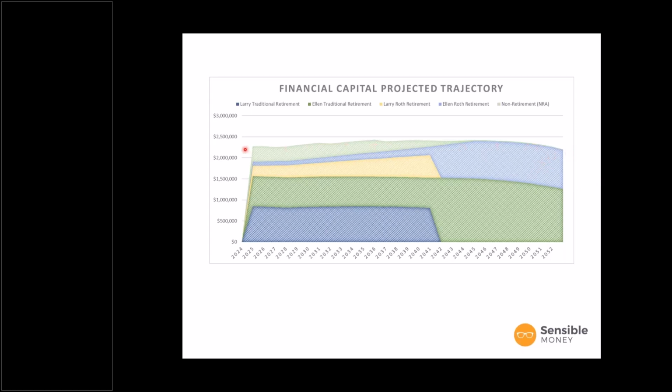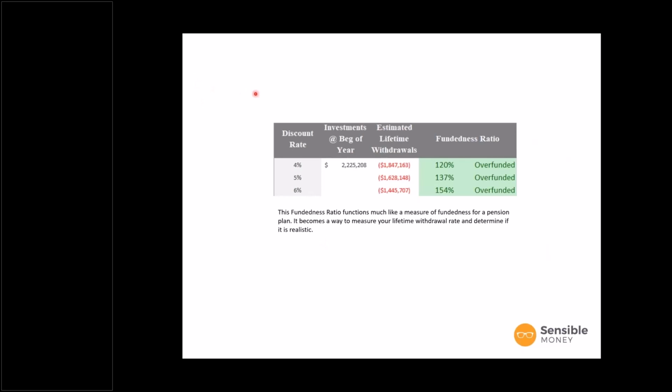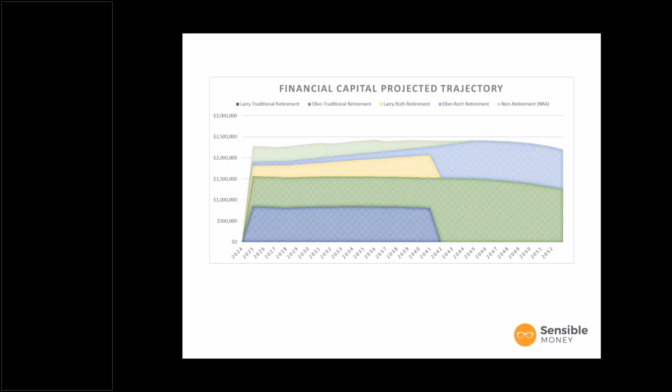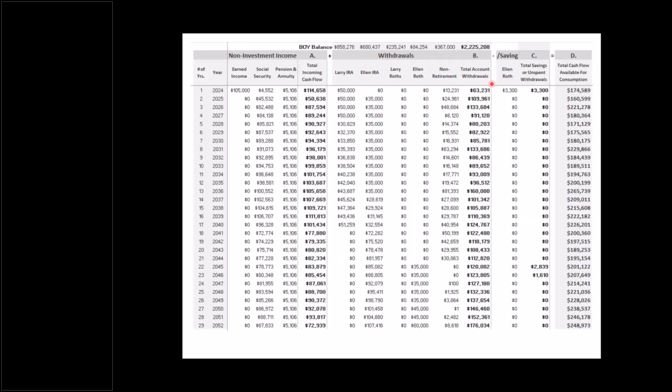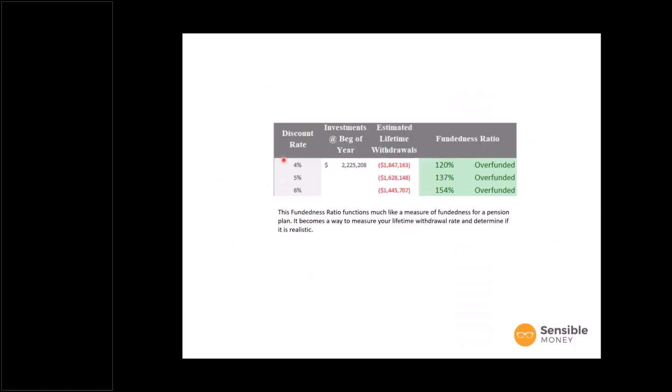Now, while this gives us a general trajectory here, we like to use something called a fundedness ratio. So if you've ever worked for anywhere that had a pension plan, I know they're not as common anymore, but they will send out an annual statement telling you the fundedness of the plan. And so this is a very similar calculation where we're taking the present value of all of the withdrawals from the account. So if I go back a few slides and I say, all right, here are all of the withdrawals we're expecting to take over Larry and Ellen's lifetime. Well, if I take the present value of those withdrawals, assuming approximately a 4% discount rate, meaning if I had 1.847 million in the bank earning 4% a year, then it would deliver that stream of cash flows.